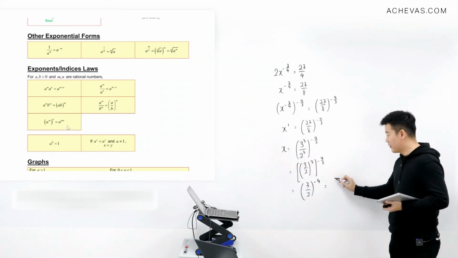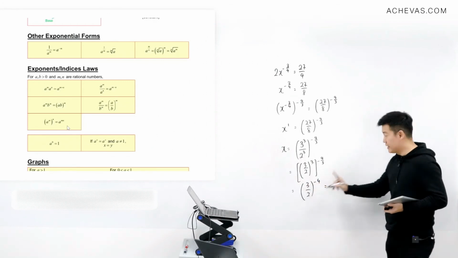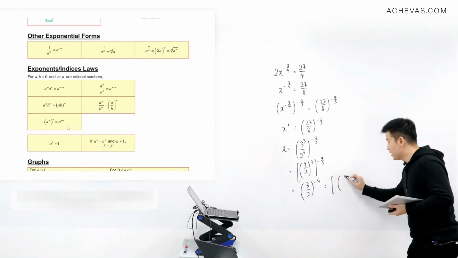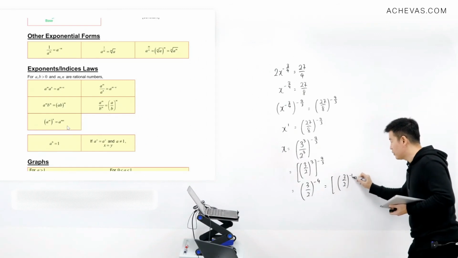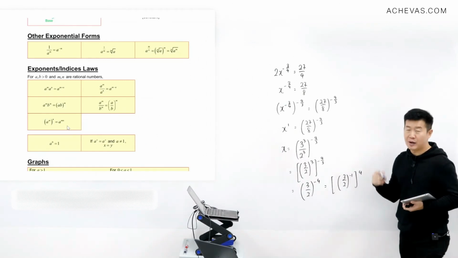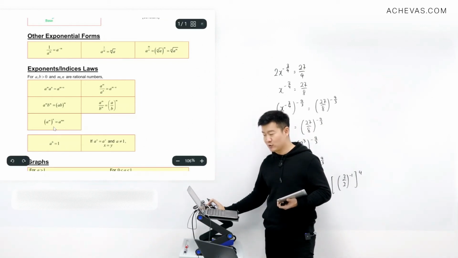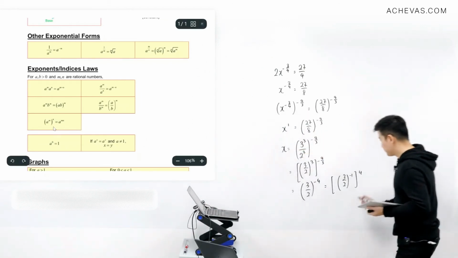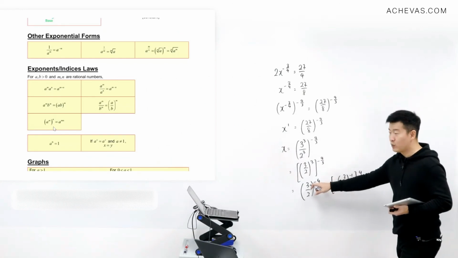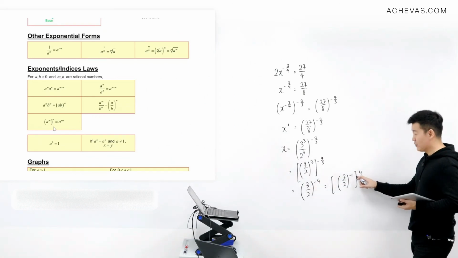And to manipulate this further, I'm going to bring the minus 1 in. This is what I mean. So it will be 3 over 2 to the power of minus 1 to the power of 4. I'm actually reversing the effect of this. So I'm actually going from the right-hand side of this to the left-hand side. So I brought the negative 1 in, which will then leave me with this.